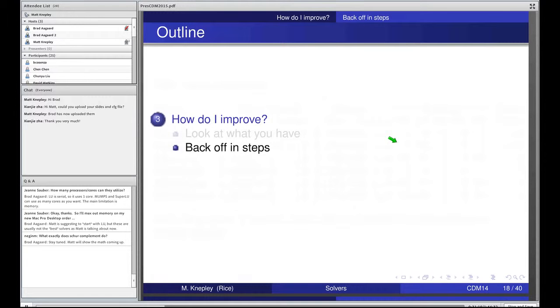Okay, are there any specific questions about monitoring or seeing what you have? If not, I'll go on to this discussion of how to stepwise improve what you've got.